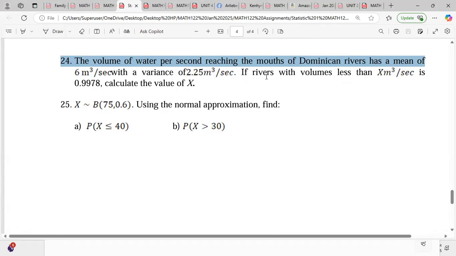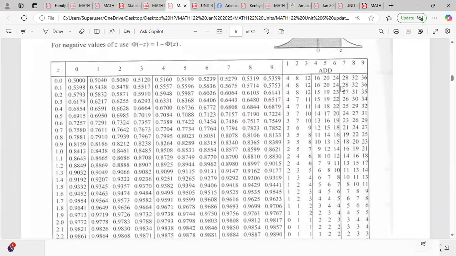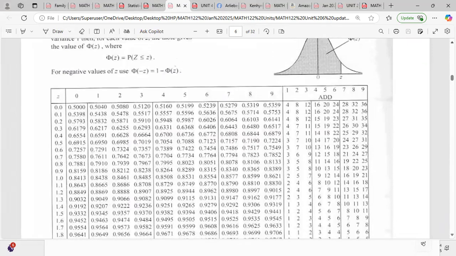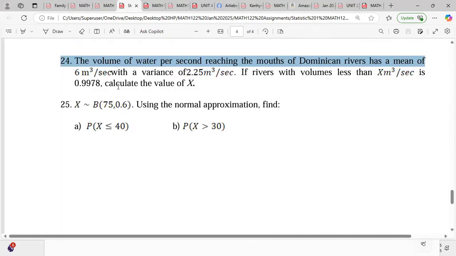It says if the rivers with volumes less than x, less than means you've got to shade towards the left, is 0.9978. No, 0.9978 is not a tail. 0.9978 is a big chunk, okay? So if you have to shade towards the left, a value more than 0.5, you must start on the right side of the mean. Okay, so this clearly can show you that the value of x you have to find will be greater than 6.